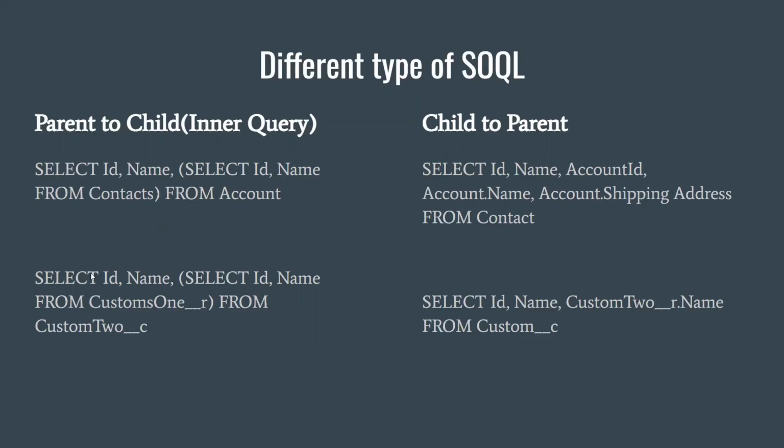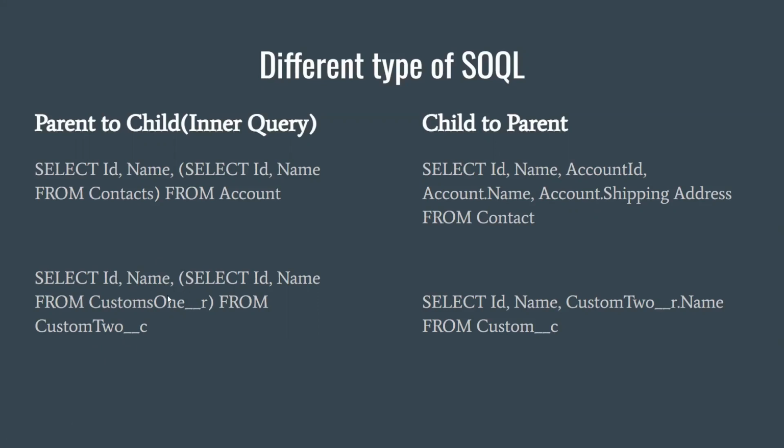For a custom object, we will append double underscore r and use the plural name of the child relationship. For example, if custom 2 is a parent and custom 1 is a child, then I can use this query to get the data for custom 1 while querying custom 2. So this is what a parent to child relationship looks like.